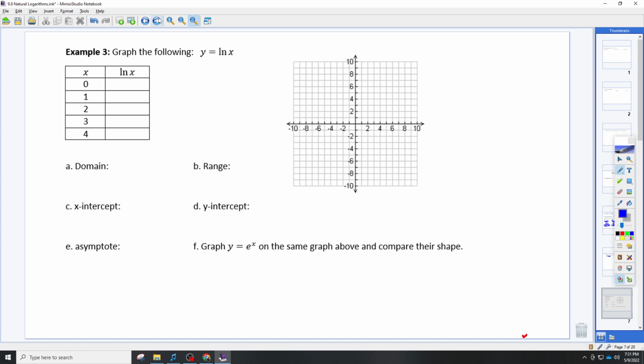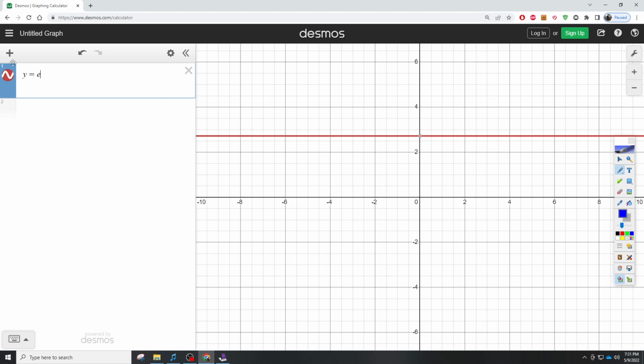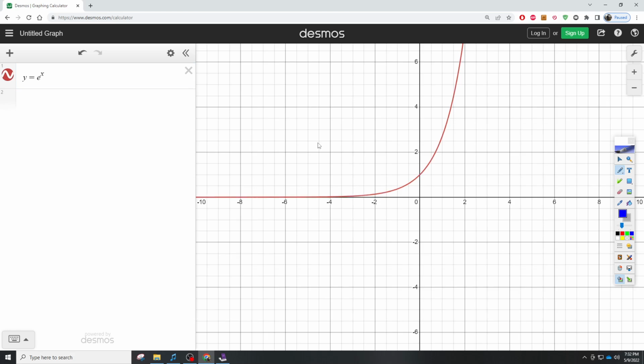All right, how about a graph of this? Now, we haven't done any graphing with logs yet. So I'm actually going to jump down to part F. It says graph y equals e to the x on the same graph above. We'll compare their shape. So let's do e to the x, because we know it's the same thing whenever you change this to exponential form. Let's graph y equals e to the x. All right, there we go.